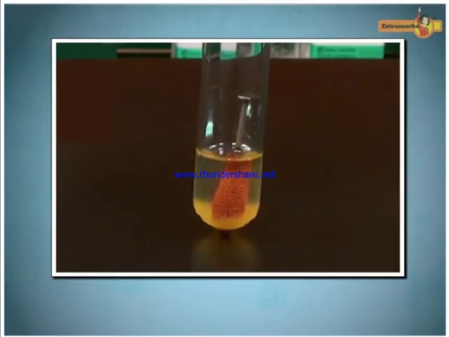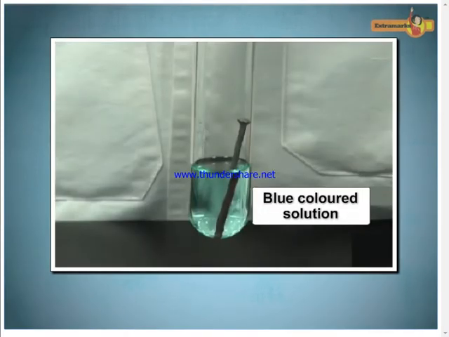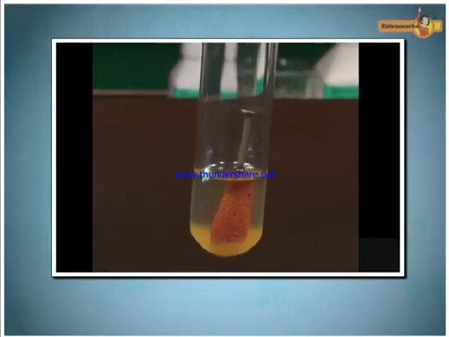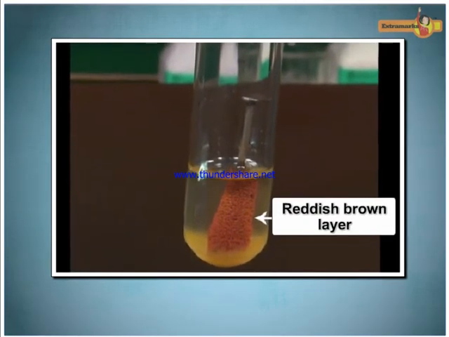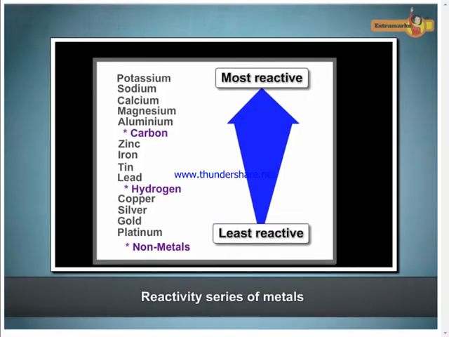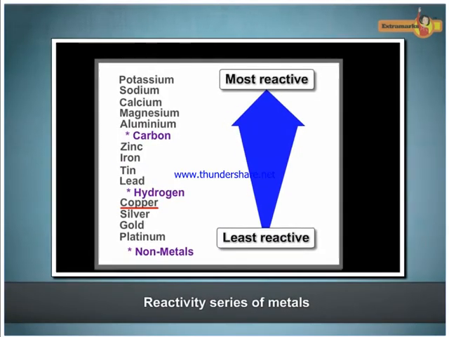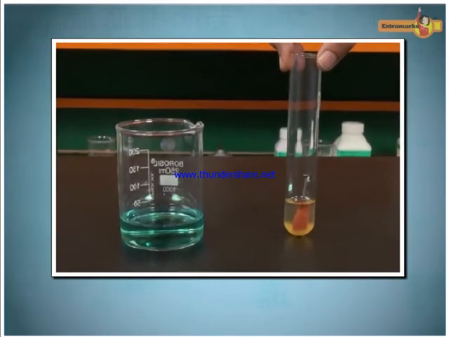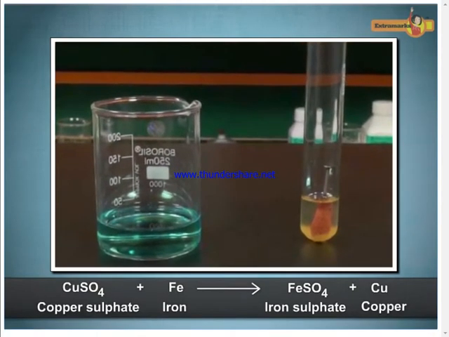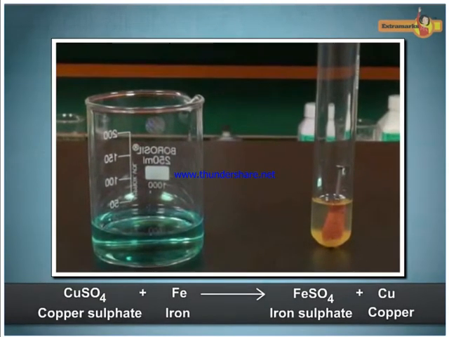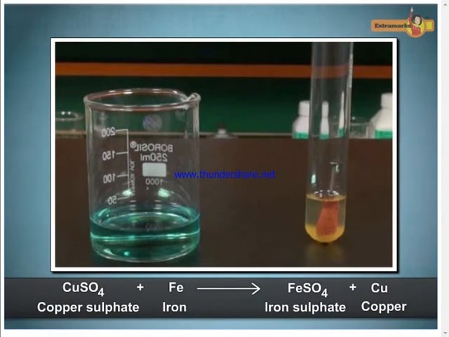The blue-colored solution of copper sulfate changes to light green, and a reddish-brown layer of copper is deposited on the iron nail. It happens because iron is placed above copper in the metal activity series and is more reactive than copper. Iron displaces copper from copper sulfate solution. Here we have observed that the products of the reaction between copper sulfate and iron are iron sulfate and copper. Therefore, from this experiment, we can conclude that iron is more reactive than copper.